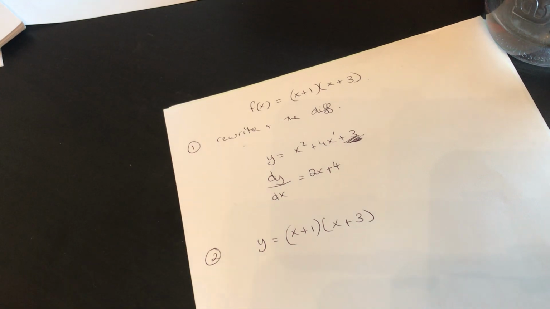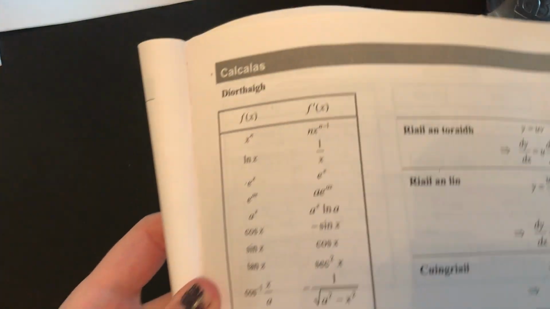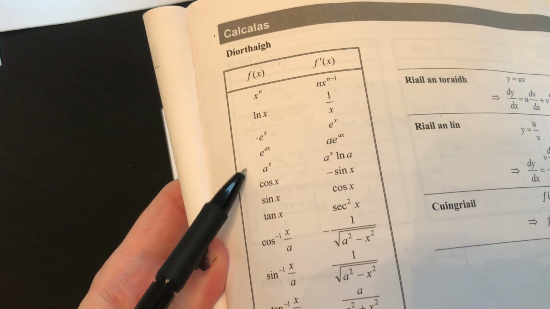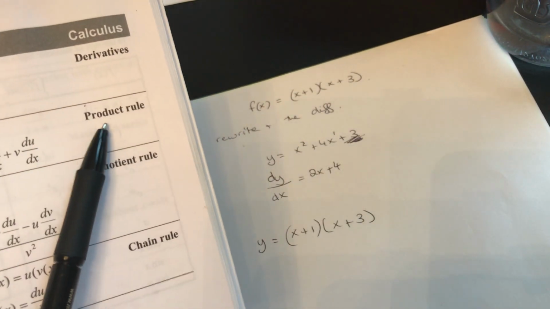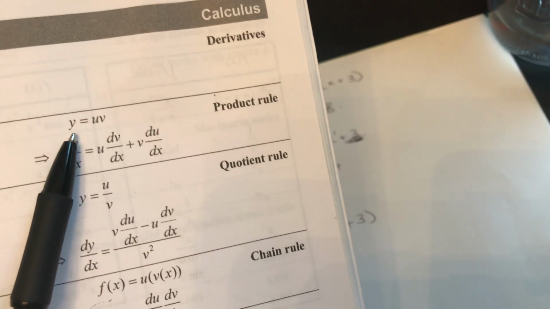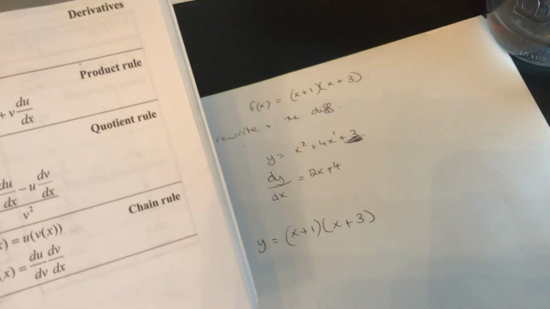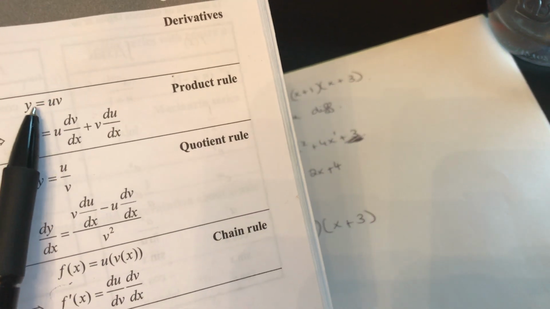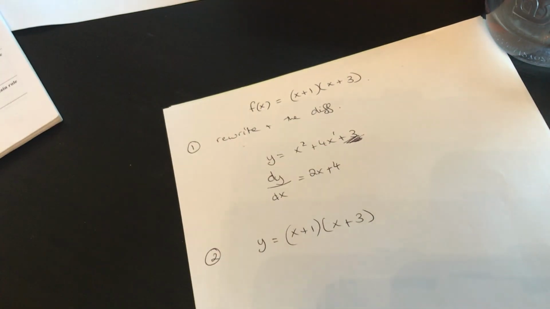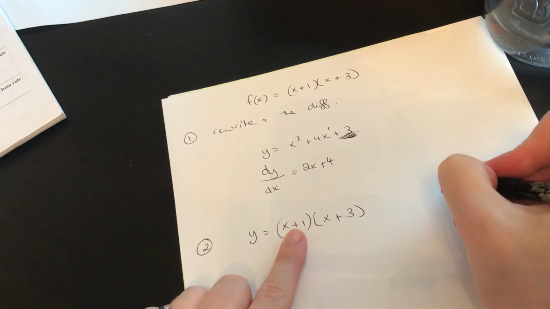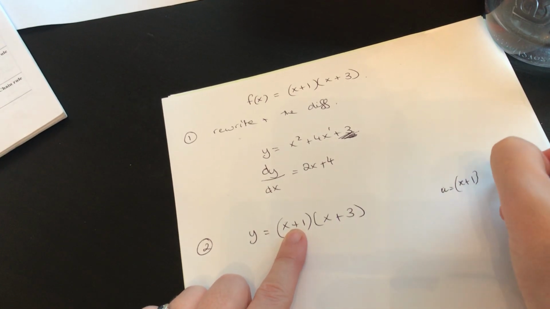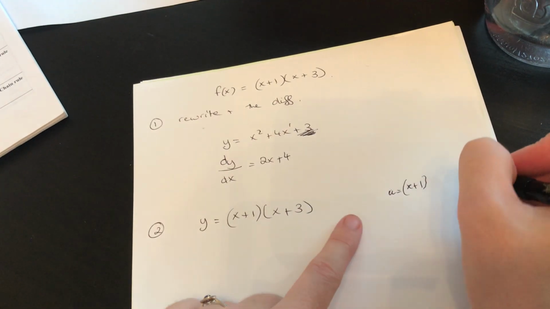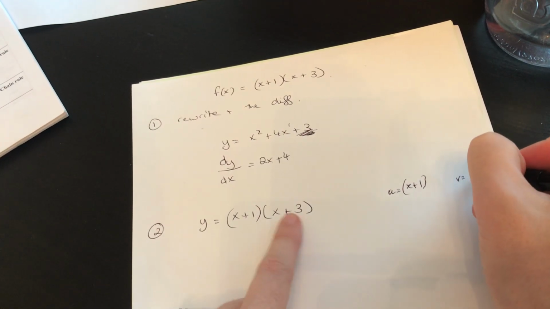Y equals x plus 1 times x plus 3. And I'll go to the log tables. I want to differentiate that. Is there anything here that even has brackets in it? No. Okay, so now I'm on to the next part of the page, the product rule. Product means multiply. So if your function is written as y equals something times something, well, I see that. So u is the x plus 1 and v seems to be x plus 3.